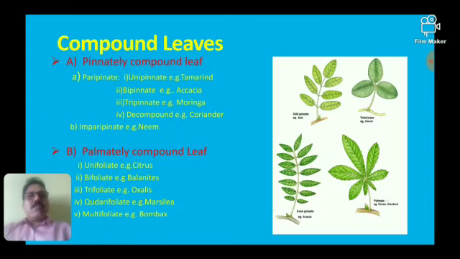Now let us focus on the different types of compound leaves. Mainly compound leaves have two types, pinnately compound leaf and palmately compound leaf. Pinnately compound leaf has two types, that is paripinnate leaf and imparipinnate leaf. Paripinnate leaf means what? A paripinnate leaf is a leaf having the leaflets in pairs. This is the paripinnate leaf. Now this is the imparipinnate leaf.